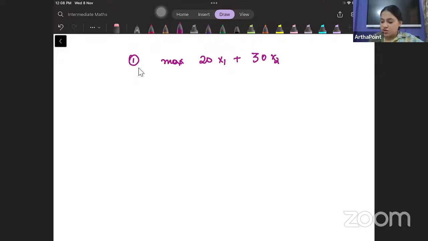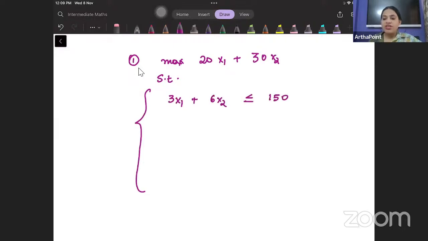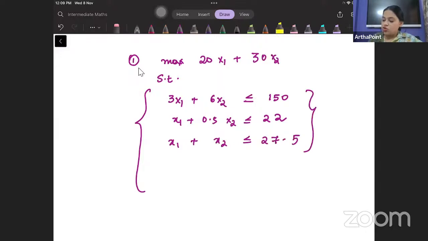And we had a constraint subject to, there were 3 constraints that we had. Beta, what was the first constraint? 3x1 plus 6x2 less than equal to 150. What is the second constraint we had? x1 plus 0.5x2 less than equal to 22. And third constraint क्या था बेटा? x1 plus x2 less than equal to 27.5. ये 3 constraints थे. इसको मुझे maximize करना था. ये तो हमें पता है बात.